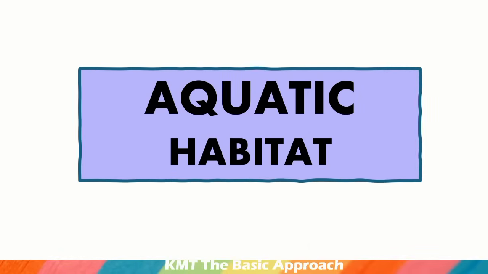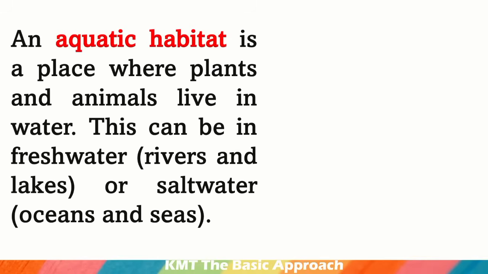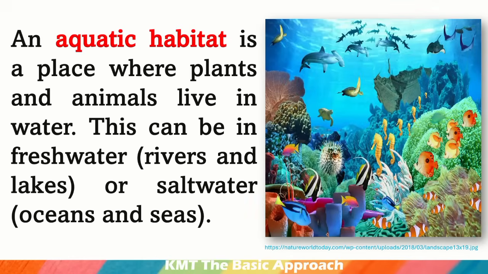Second lesson, aquatic habitat. An aquatic habitat is a place where plants and animals live in water. This can be fresh water like rivers and lakes, or salt water like oceans and seas.